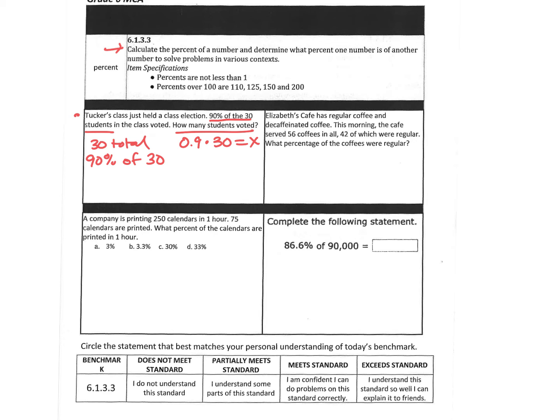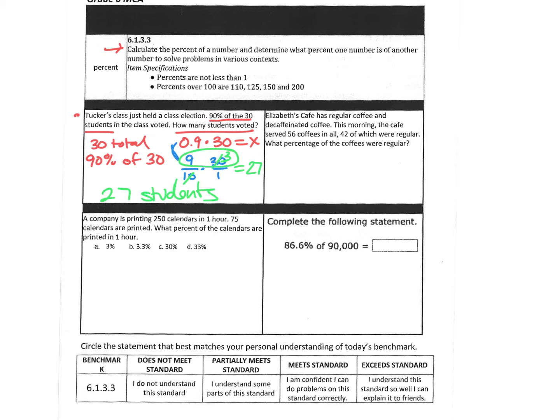I could just multiply, right? Percent of a number, you just change it to a decimal and multiply. That's the same, if you don't like decimals, as doing it as a fraction. So I know 90% is the same as 9/10. You can see that those are the same, of 30. And I might feel better about this, because I might say, well, I know 1/10 of 30 is 3, and I want 9 of those tenths, so that is equal to 27. That means that 27 students voted.